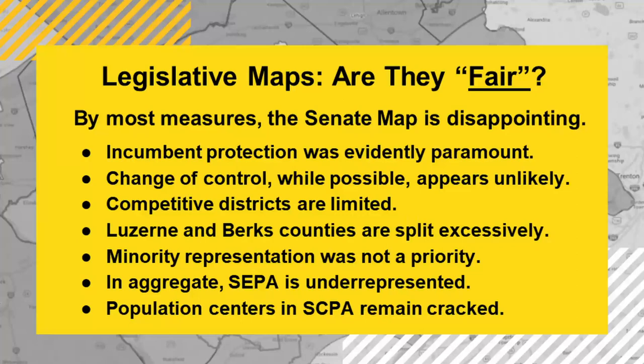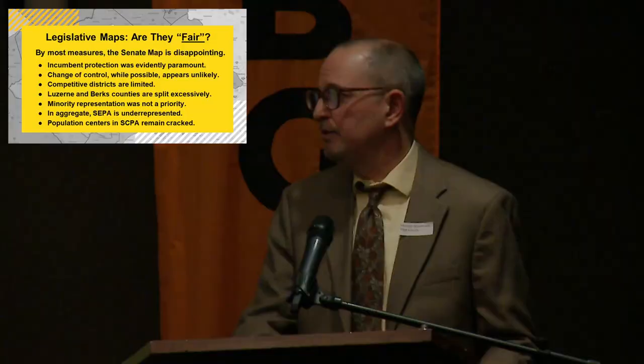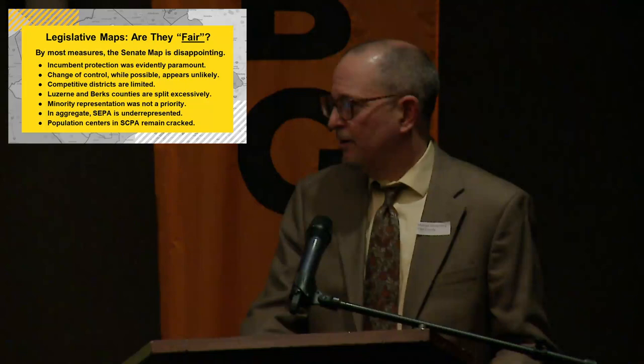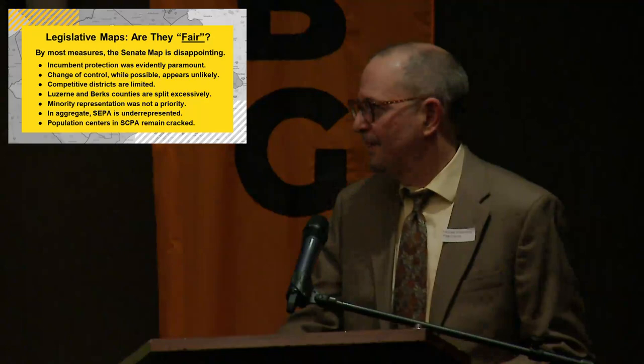Wrapping up with the Senate map, by most measures, by contrast, the Senate map, frankly, is disappointing. Incumbent protection was evidently paramount. That was the main goal that they pursued together. Change of control is possible, as Carol mentioned, but it does appear unlikely, at least in the near term, unless we see a dramatic shift in voter sentiment. Competitive districts are limited. There are some, but there were missed opportunities to create more in a number of places, including South Central. Luzerne and Berks are just butchered, and I can't make heads or tails of why that happened other than to defend a few incumbents.